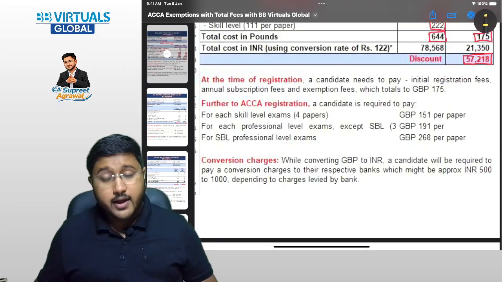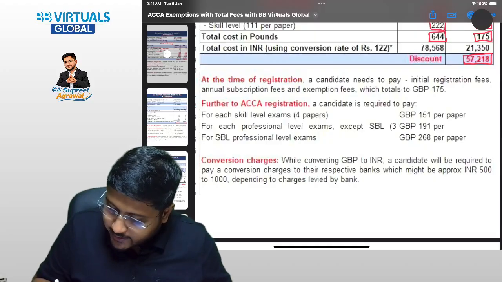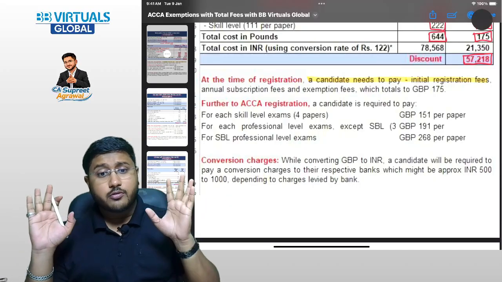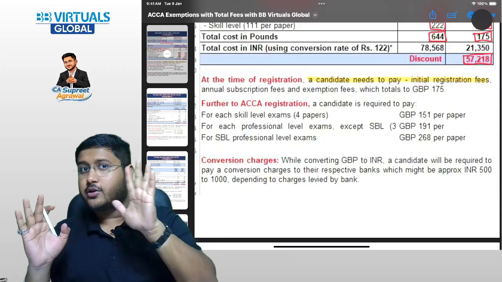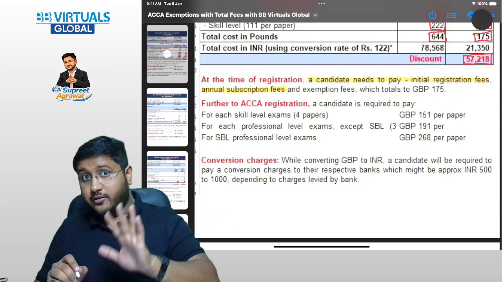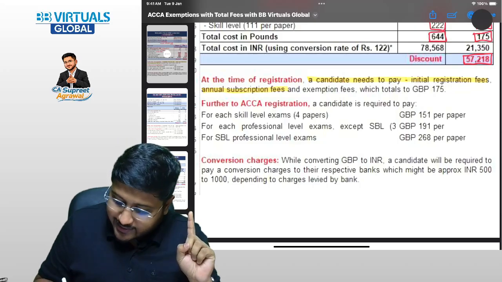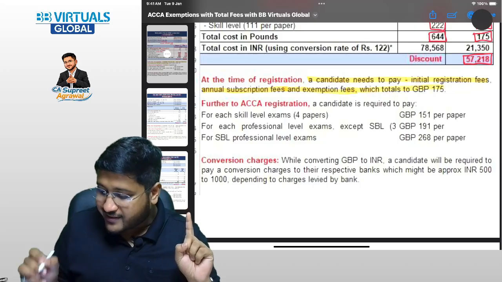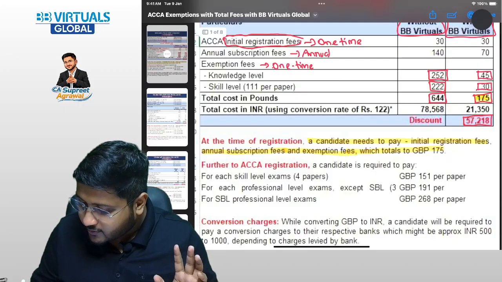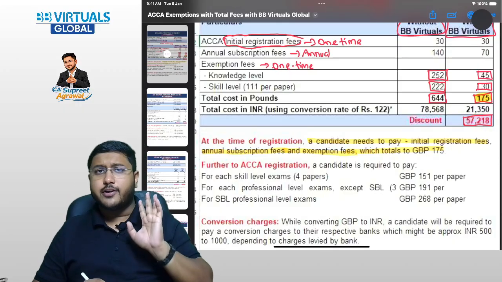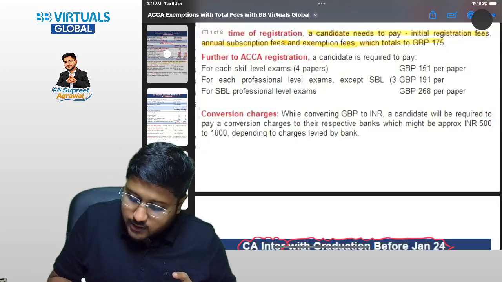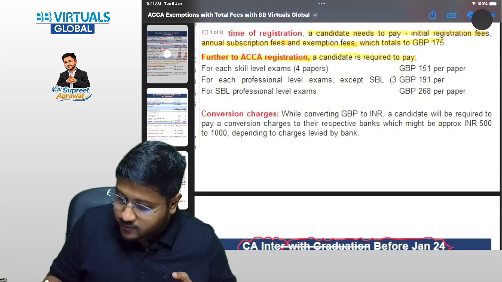Now there are certain notes that are made. So let's read it. At the time of registration, a candidate needs to pay initial registration fees. So I'm being very, very clear what you'll have to pay when you start your ACCA qualification. So initial registration fees, annual subscription fees for the 1 year, and exemption fees also, which totals to 175 GBP. So this is going to be very, very important. 175 as in, if you go with us, you will have to incur 175 GBP at the time of your registration.